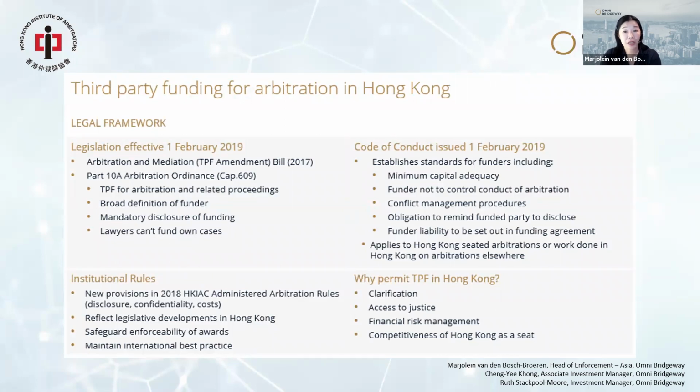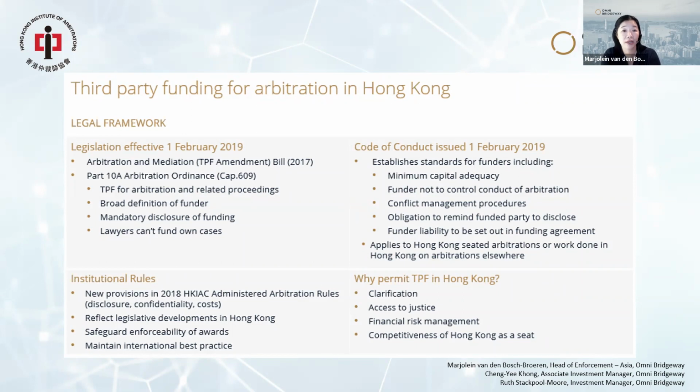So that funders have adequate procedures. So this means that funders need to have adequate procedures in place to manage conflicts of interest and also any complaints. And the extent of their liability must also be clearly set out in the funding agreement. And that includes whether or not the funder agrees to be liable for any adverse costs order that may be made against the funded party. And the funder is also obliged to remind the funded party that it should seek legal advice before entering into the funding agreement. One thing to bear in mind is that the code of practice applies to all funded cases where the seat of arbitration is in Hong Kong or where the lawyers acting for the funded party are in Hong Kong, although the seat of the arbitration might be elsewhere.